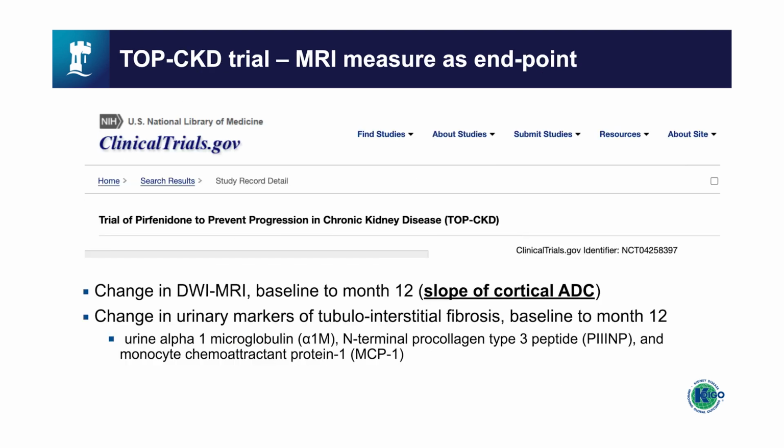And there are now also examples of clinical trials that have adopted MRI measures as endpoints. So the top CKD trial from the States is randomizing patients to pirfenidone as an antifibrotic agent or placebo. And one of their endpoints is the change in ADC, a diffusion measure, to try and assess renal fibrosis over a 12-month period.